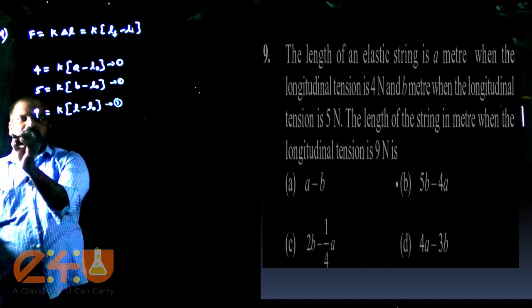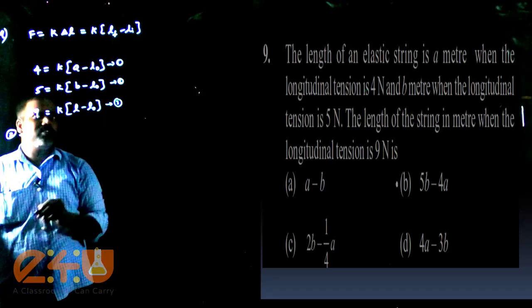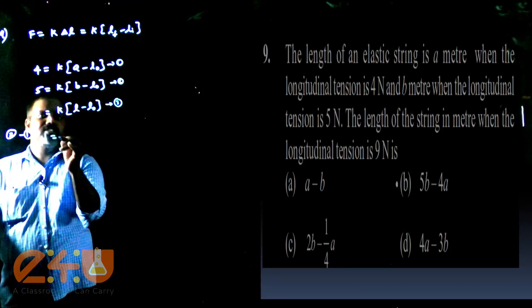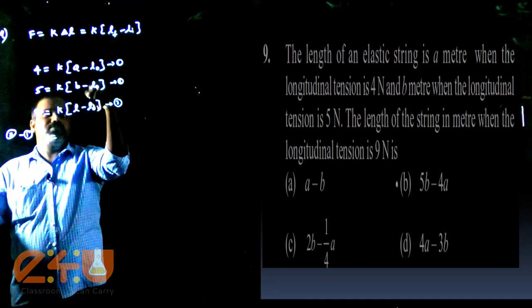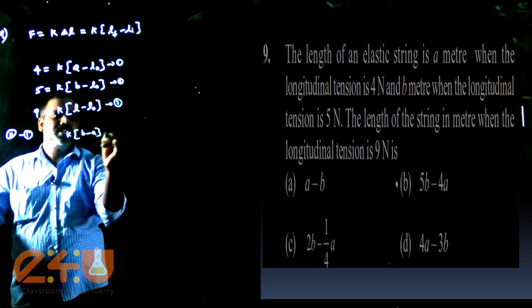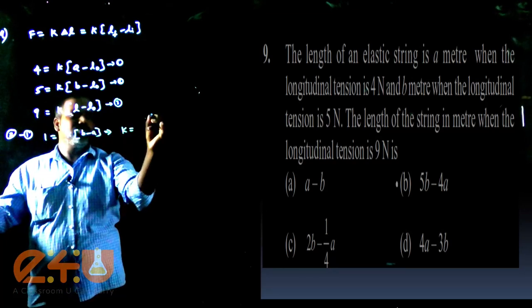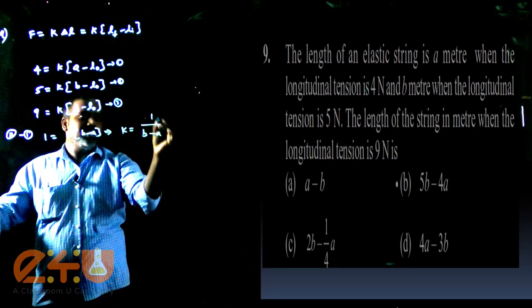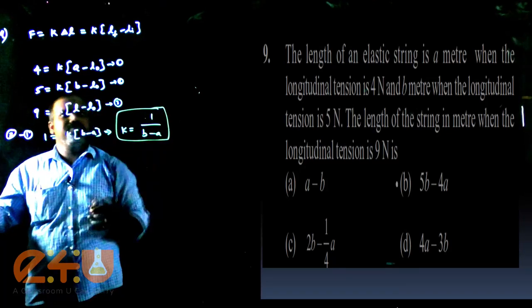So just do equation 2 minus equation 1, then I can get 1 is equal to, these terms get cancelled out. Therefore, I can write K into B minus A. So from this, I can get K is 1 by B minus A. This is the expression for K.